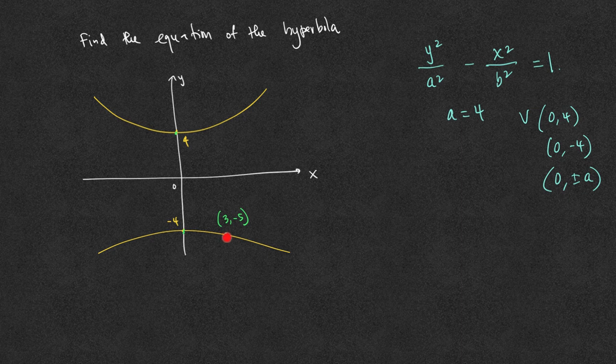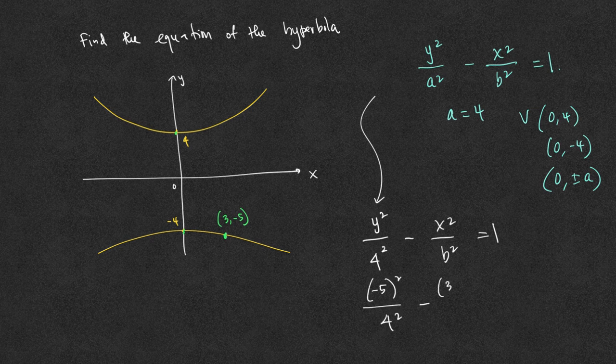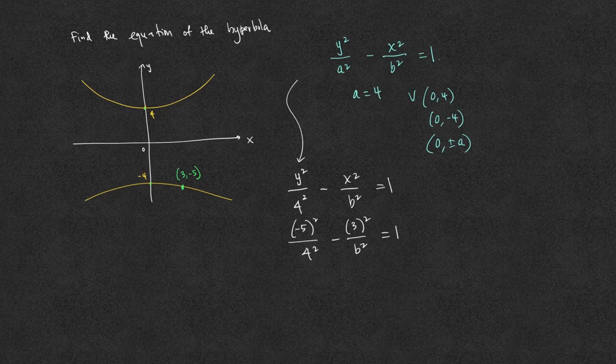If this point is on the graph, then it has to satisfy the equation, but before we use this equation, we should update it. y squared over 4 squared, not just 4, minus x squared over b squared equals 1. And if this point is on the graph, it satisfies the equation when y equals -5 and x equals 3. We simply replace x with 3 and y with -5.